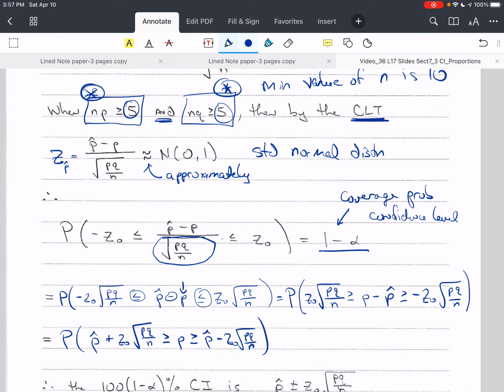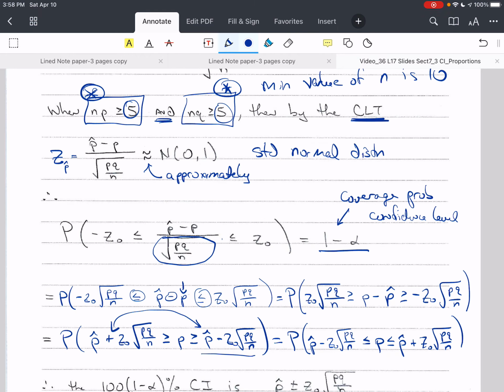And now I'm just going to rearrange this in the right order. I'm going to put the smallest value, the minus z naught, to the left and the largest value to the right. And so that means I need to change the sign. So I have p hat minus z naught square root of pq over n is less than or equal to p is less than or equal to p hat plus z naught square root pq over n.